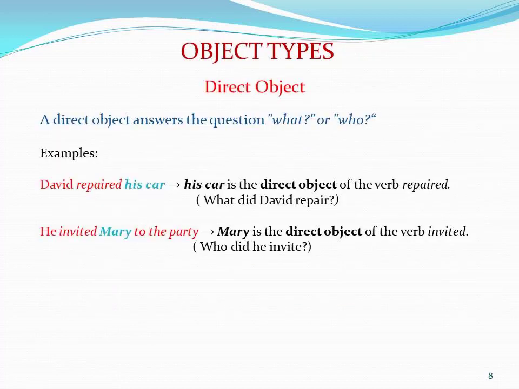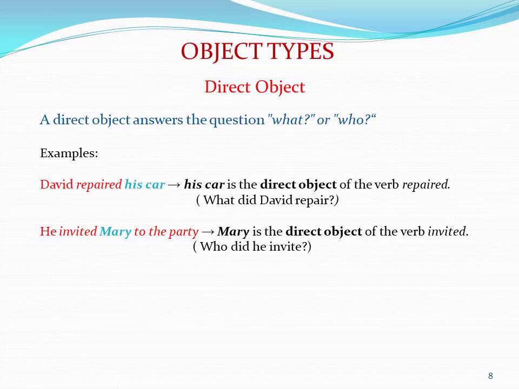Let us see the types of objects. First, we see about the direct object. A direct object answers the question what or who. See the example. David repaired his car. In this example, his car is the object. So, we can frame a question with the help of the word what. What did David repair? The answer is his car. So, his car is the direct object of the verb repair.